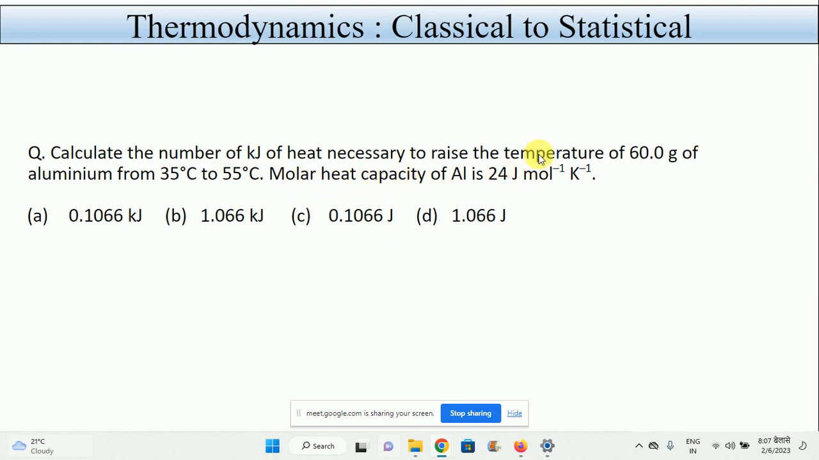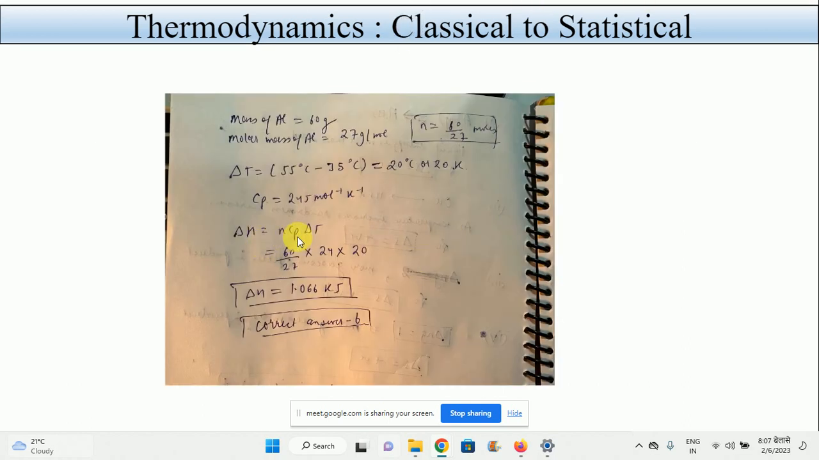This is the temperature, and this is the mass of the compound aluminium. So we know the molar mass, we know the mass. So n, the number of moles, is equal to mass upon molar mass. From there we can calculate the number of moles, and we know that delta H is equal to n Cp delta T.